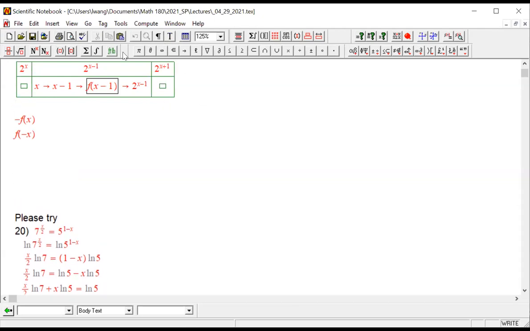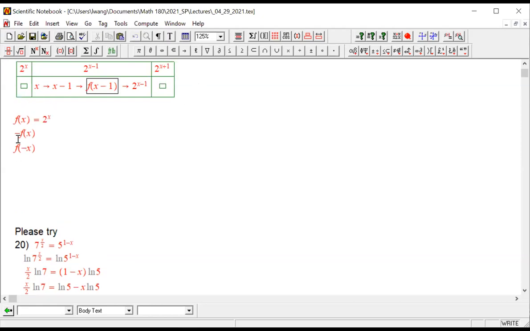Different. Absolutely, very good. f of x here is 2 to the power x. I'm so pleased to hear what you're saying, because a lot of students would be confused, thinking one negative sign is inside, one is outside, so it doesn't make any difference. Of course, it makes a huge difference. Negative of f of x is negative of 2 to the power x. What is f of negative x? It is 2 to the power of negative x. That's right.